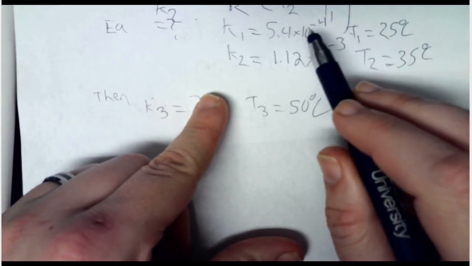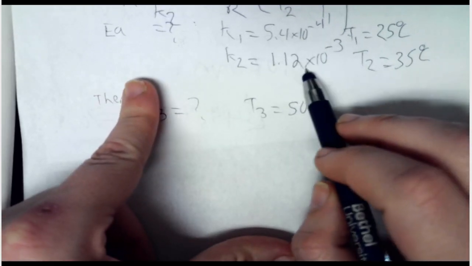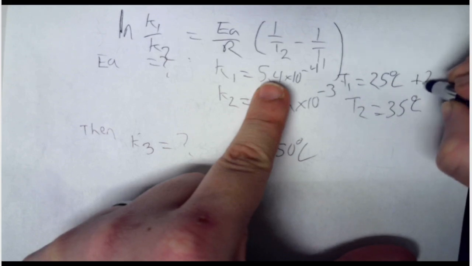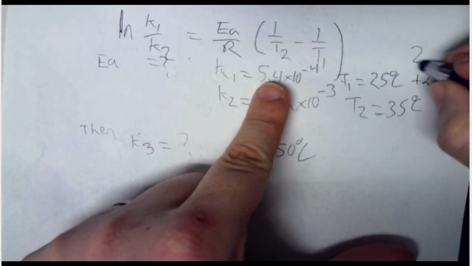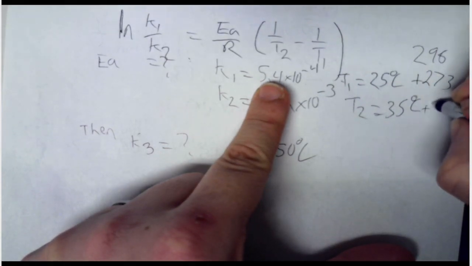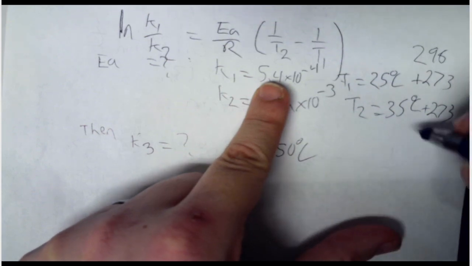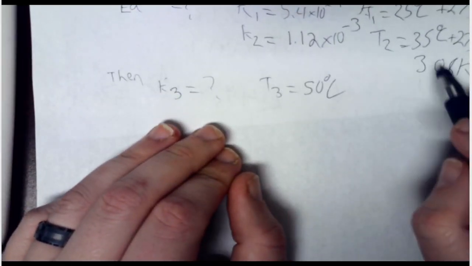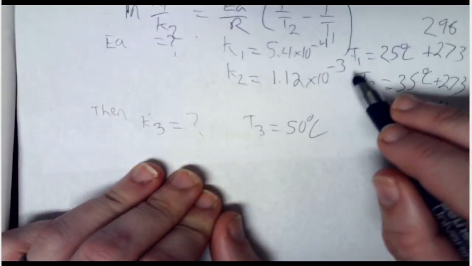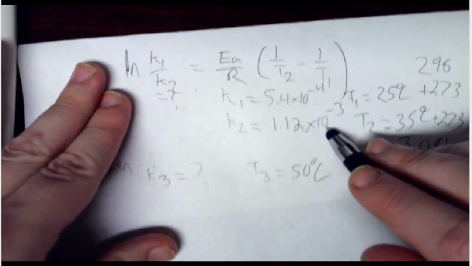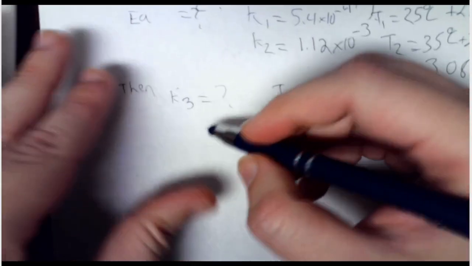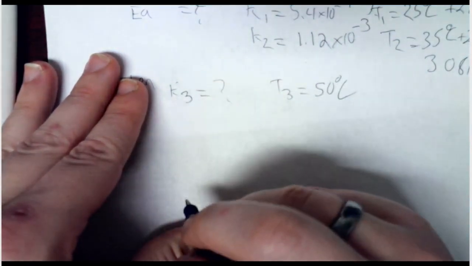So in this case, we have two values. We need to turn this into Kelvin, 298, and Kelvin is going to be 308. As long as we've associated which one is which, we can do this. You just got to write the correct equation and plug them in. So how would I go about solving this? I'm going to set that up.